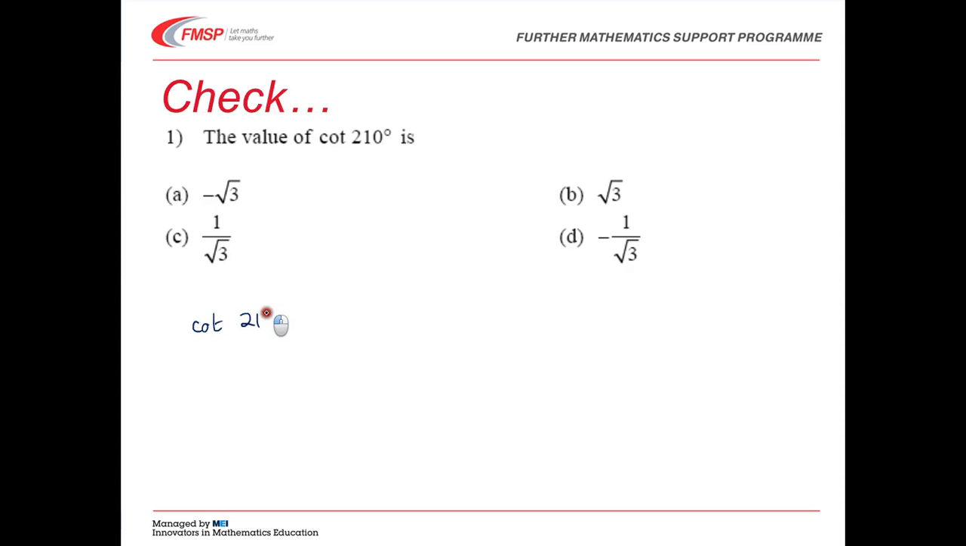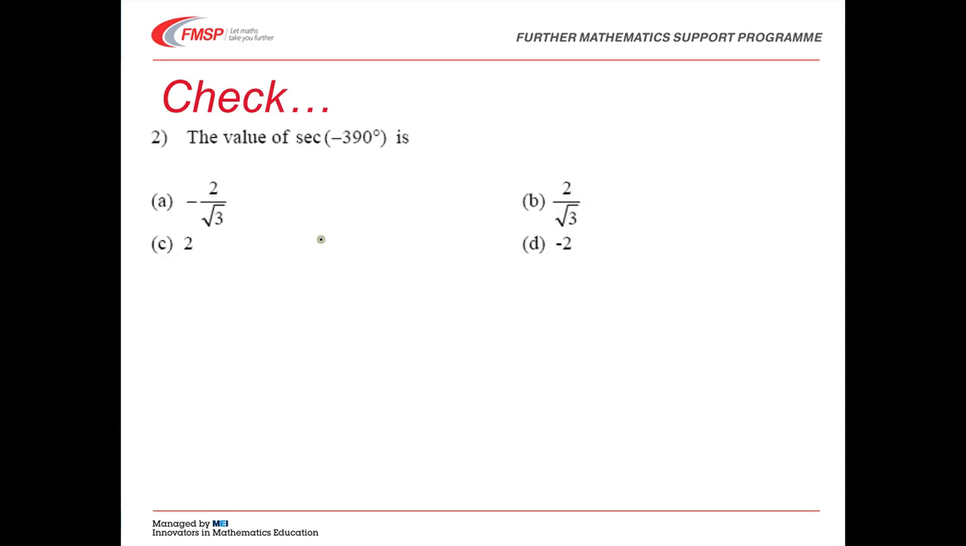So cot of 210, cot is 1 over tan, so that's saying 1 over tan of 210. Tan repeats every 180 degrees, so that's the same as tan of 30, which, if you don't already know, is worth learning, is 1 over root 3. So that's 1 over 1 over root 3, which is root 3. So the answer was B.